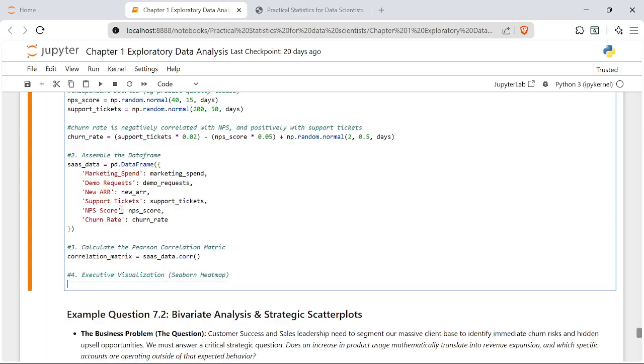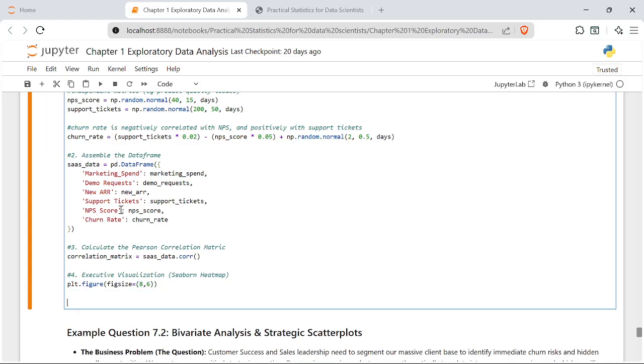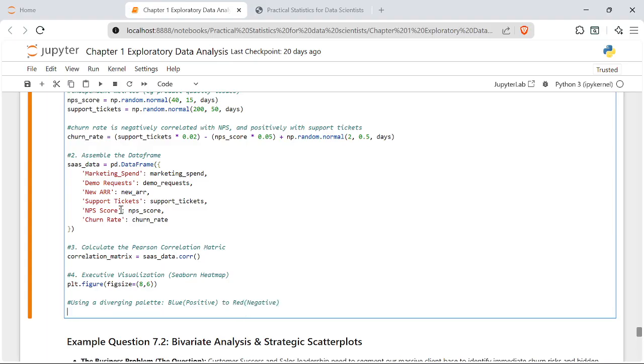Seaborn heat map: plt.figure, figsize equals 8, 6, using a diverging palette, blue for positive to red for negative. vmin equals -1 and vmax equals 1 are critical to lock the scale for business decks.